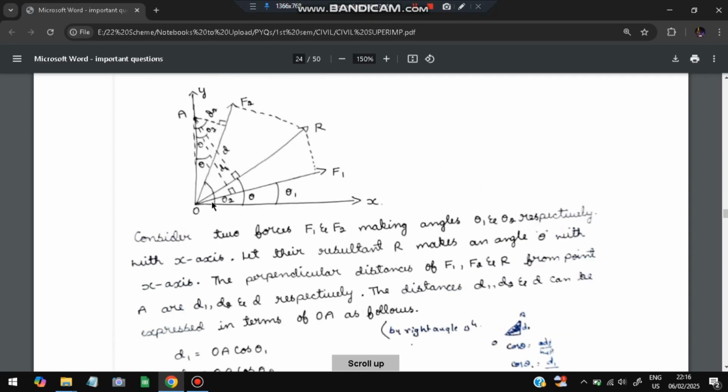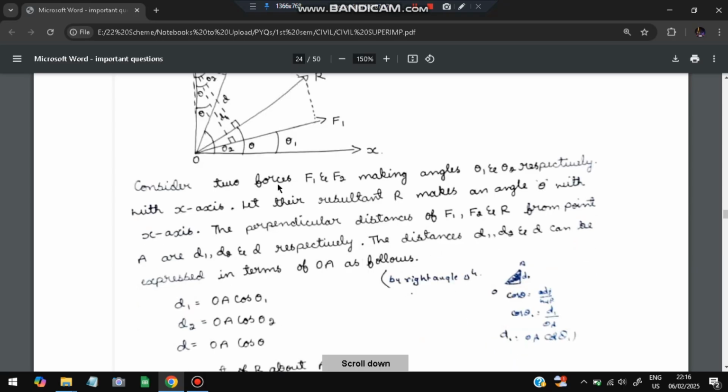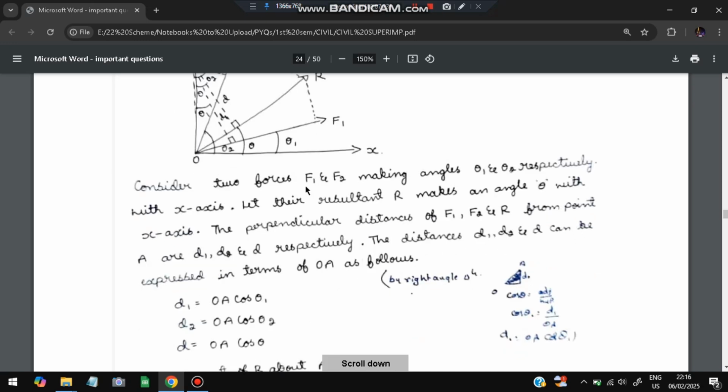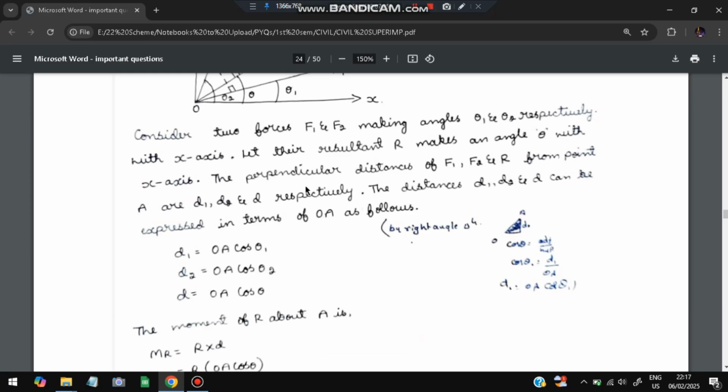Okay, distances D1, D2 and D: this is D2, this is D, and this is D1. The perpendicular distance from here to here, that is the D value. So that is the distance we are calculating. We have to calculate two things, one is distance, another is force. Distance is OA cos theta 1, OA cos theta 2, and OA cos theta, for F1, F2, and R.